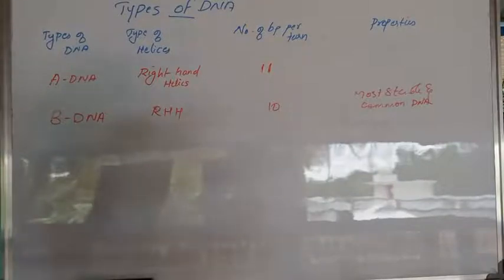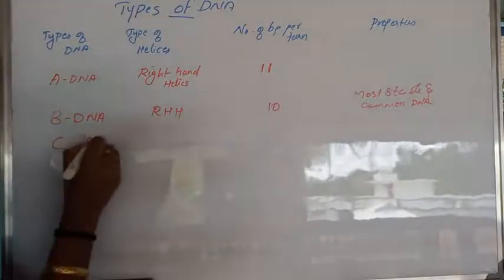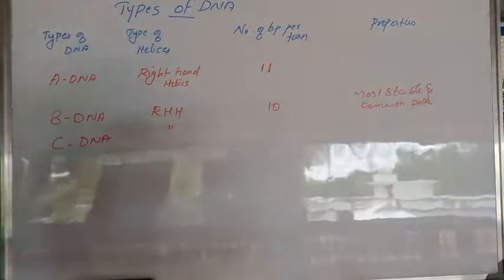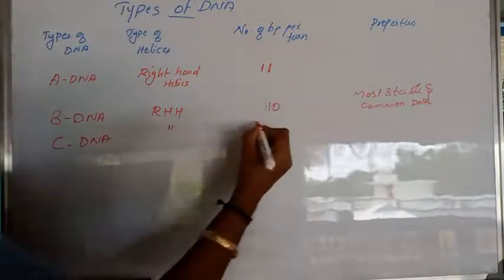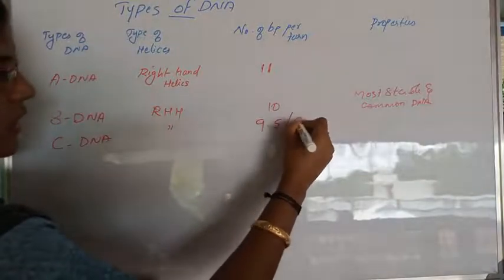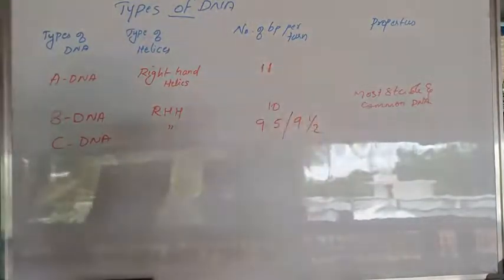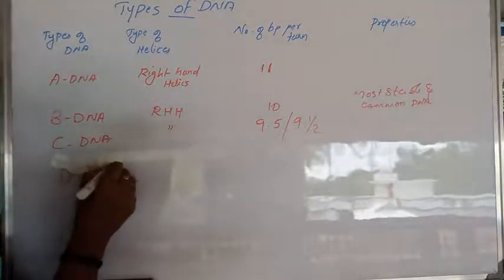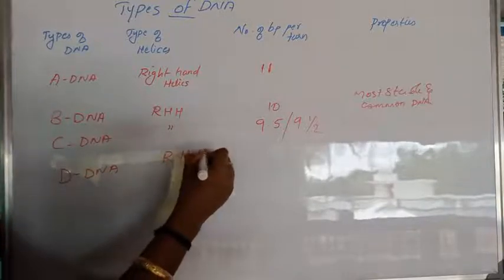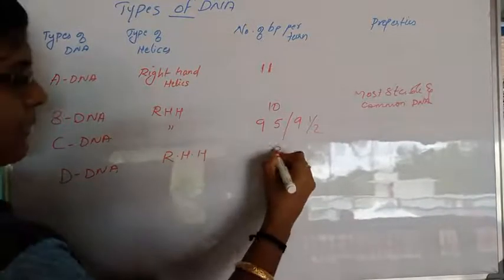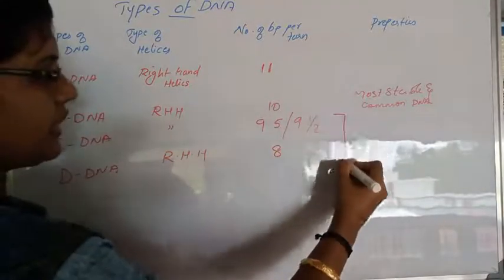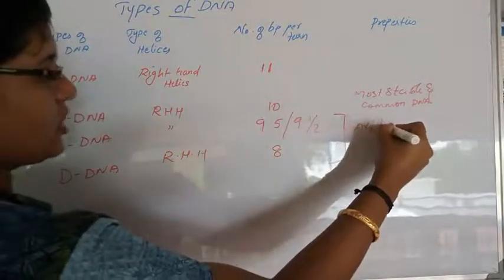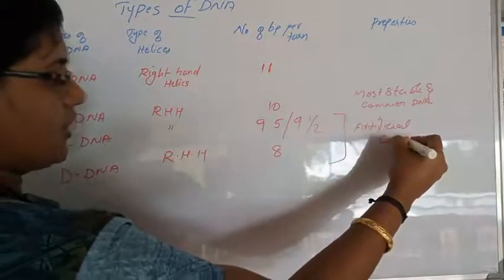Then come to the next one, that is C DNA. C DNA is also a right-handed helical DNA, and you can see 9.5 base pairs per turn. C and D types occur under artificial conditions. D DNA is also a right-handed helix DNA, and you can see 8 base pairs per turn. Both C DNA and D DNA you can see only in artificial conditions.